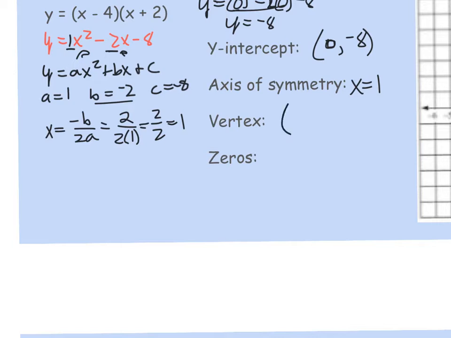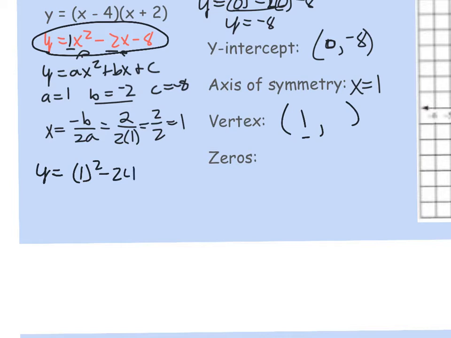So my vertex is on that axis of symmetry, so my x is 1. We have to find the y now, and that's where you just plug in that 1 for x and solve for y. So y equals, using the quadratic that we had up here, 1x squared, so it's just 1 for the x squared, minus 2 times 1 minus 8. Well, 1 squared is 1. Negative 2 times 1 is negative 2 minus 8. This is 1 minus 10, or negative 9. So it's 1, negative 9.